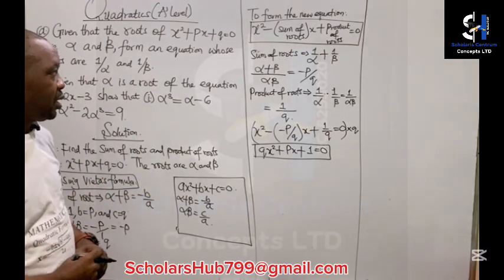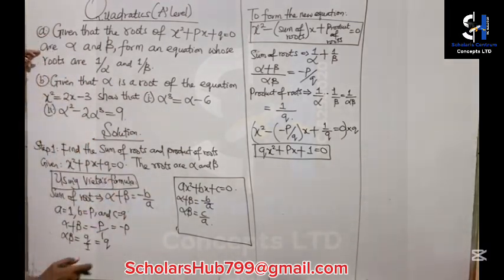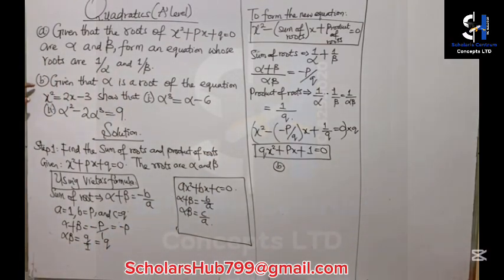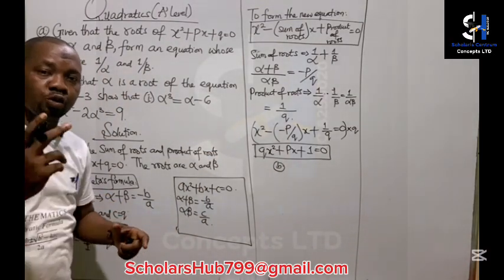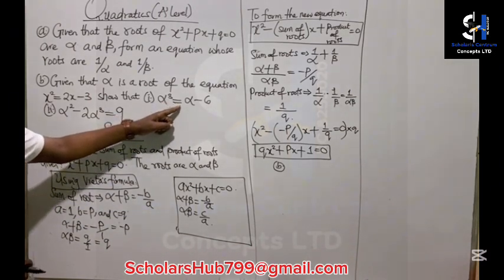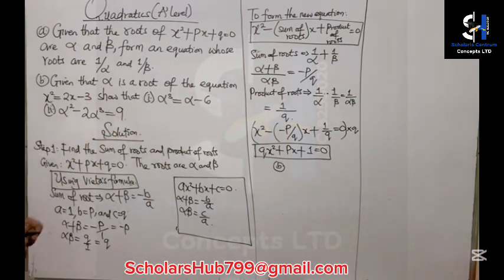1 over beta. So that's question A. Now the solution to question B. For question B, we have two parts. One is to show that alpha cubed equals alpha minus 6. And the other one is to show that alpha squared minus 2 alpha cubed equals what?